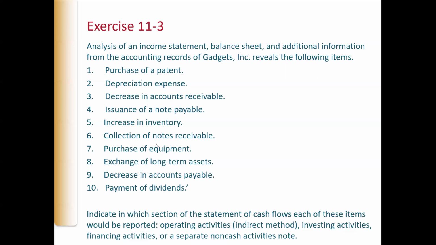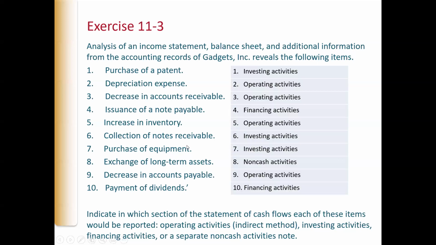Okay, so in regards to purchasing a patent, it's investing. Depreciation expense would be operating. An increase or decrease in accounts receivable would be operating. Issuance of a note payable is always financing. Anything to do with inventory would be operating. Collecting a note receivable is investing, and purchasing equipment is investing.